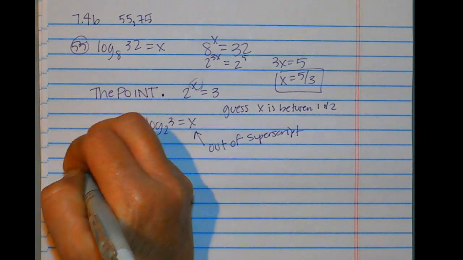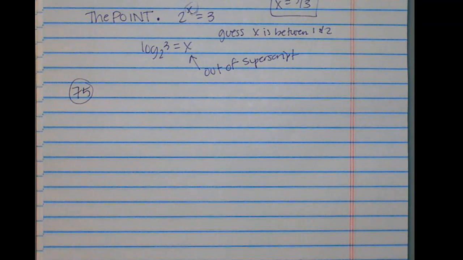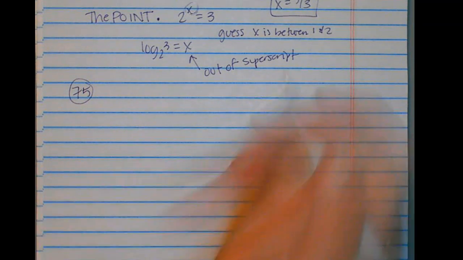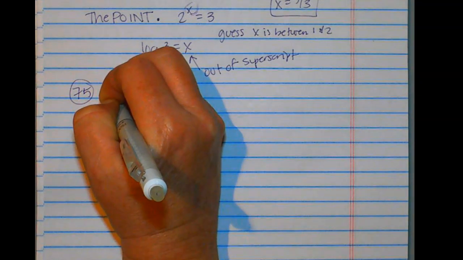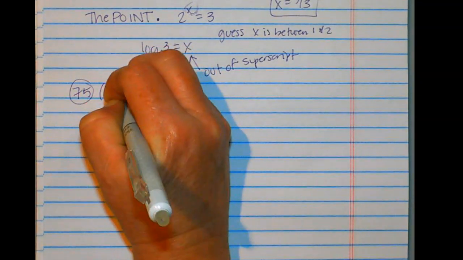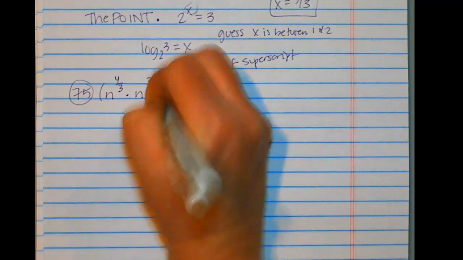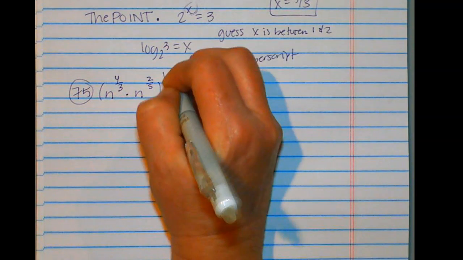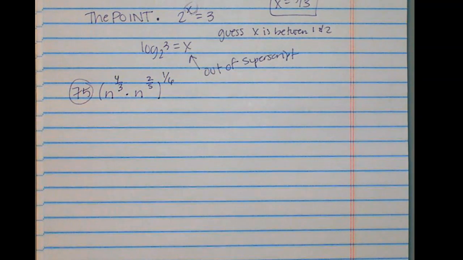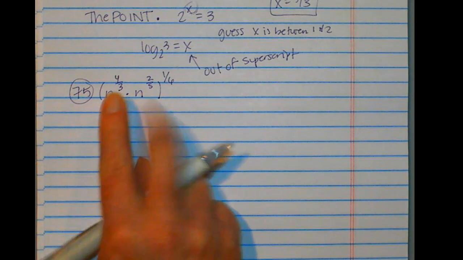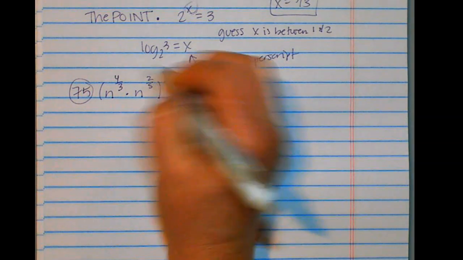Here we go. 75. I worked really hard to not want to do that one because I kept saying the wrong number, but here we are, 75. All right, it says n to the 4/3 times n to the 2/5, all to the 1/6. Yeah. Okay. There's a couple of different ways we could do this. Max, it has the same base, do you want to combine them on the inside first, or do you want to apply the 1/6 to both of these first?